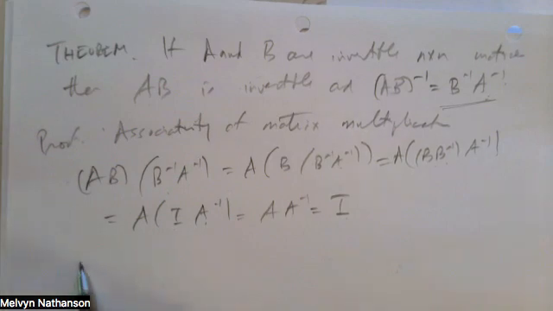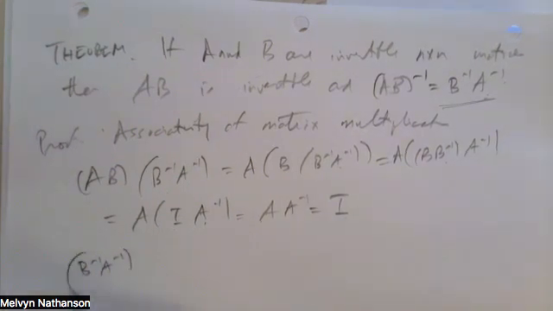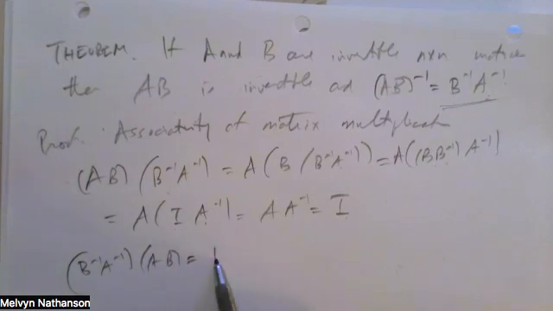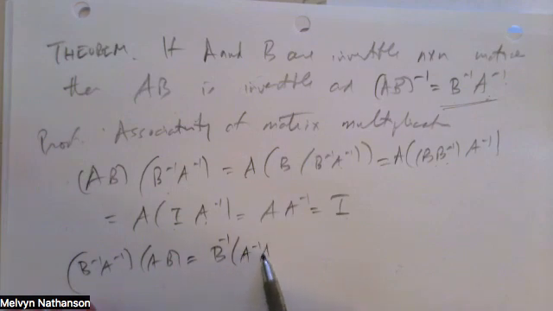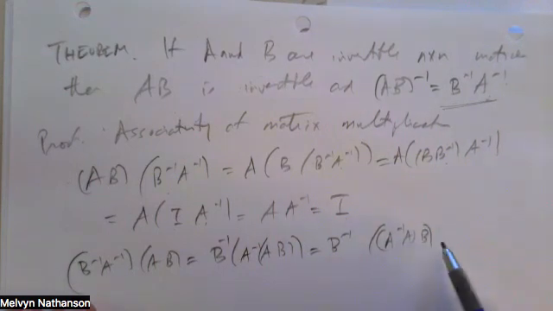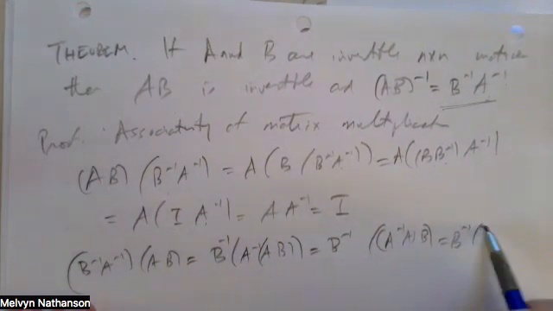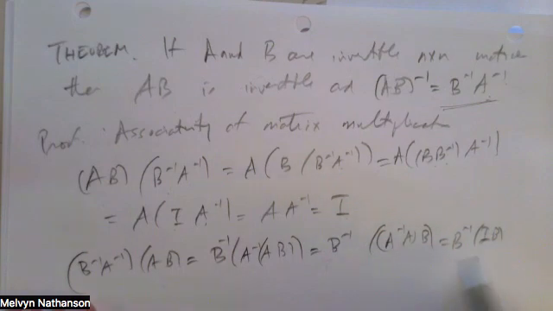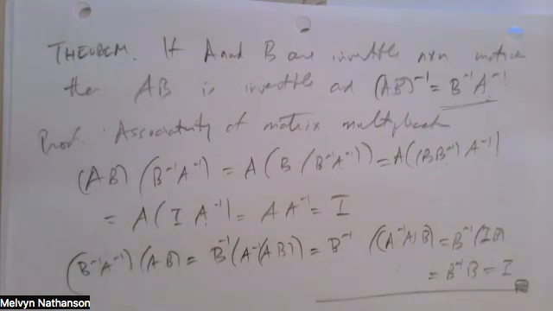And in the opposite order, B inverse A inverse times AB is B inverse times A inverse A times B, which is B inverse times the identity times B, which is B inverse times B, which is the identity. So that's the proof.